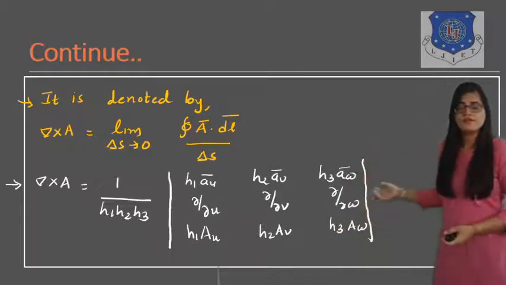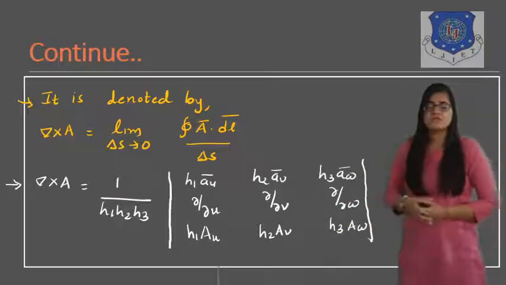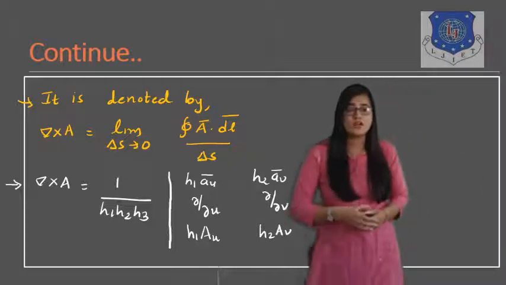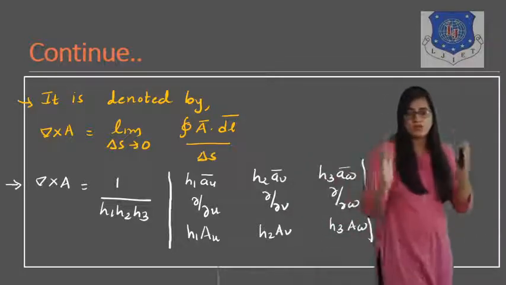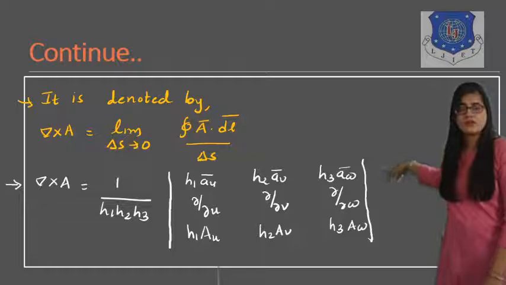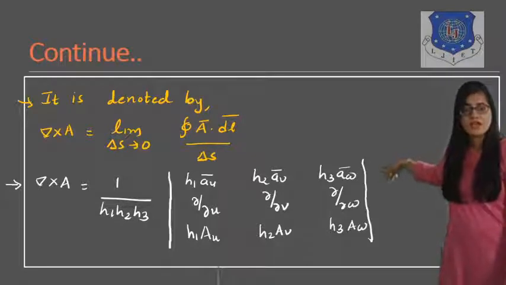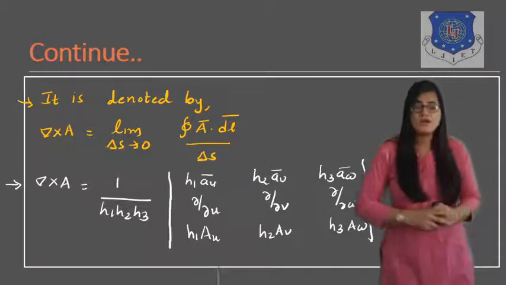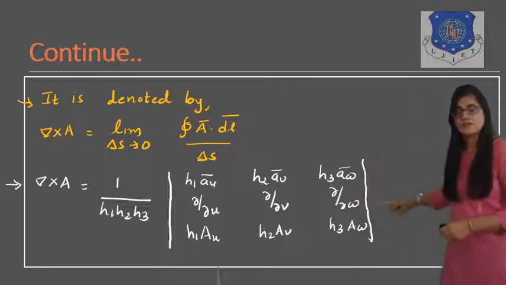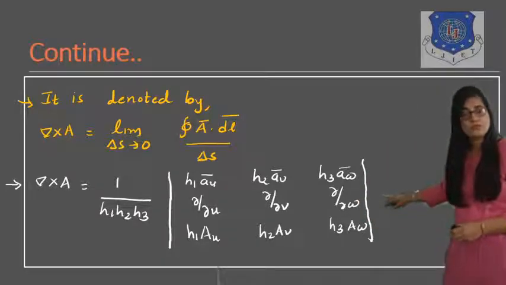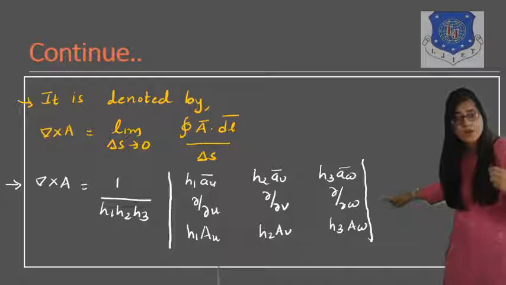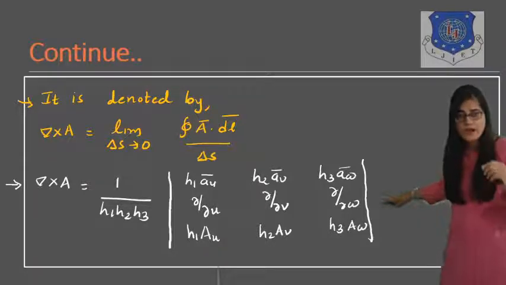The generalized equation for the curl of the vector can be written as del cross A is 1 upon h1 h2 h3 into a determinant. The first row is multiplied with h1, h2, h3, which are the multipliers of the coordinate system. Then in the second row you have to do the partial differentiation of the given coordinate, meaning del by del u, del by del v and del by del w.